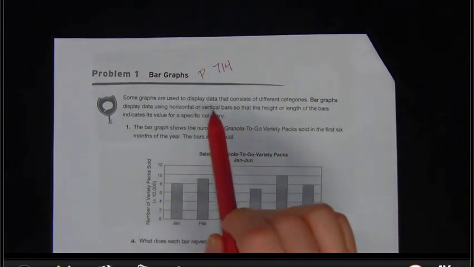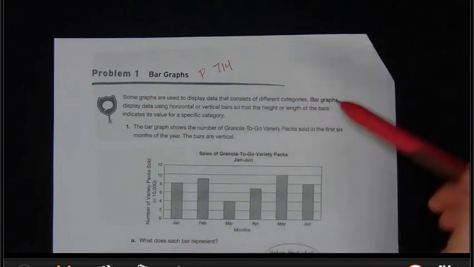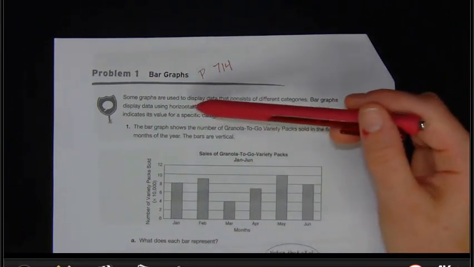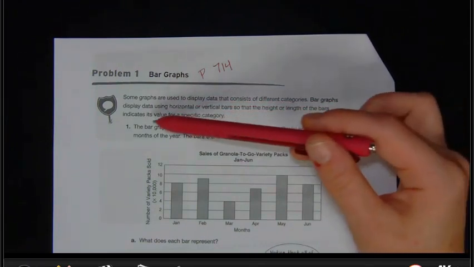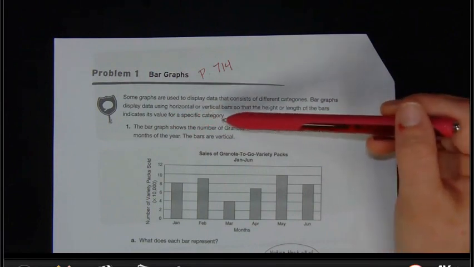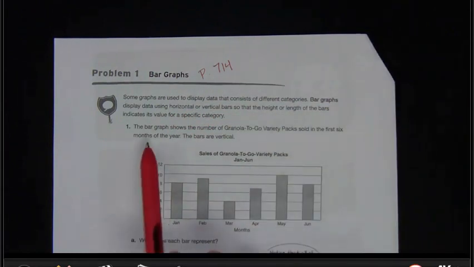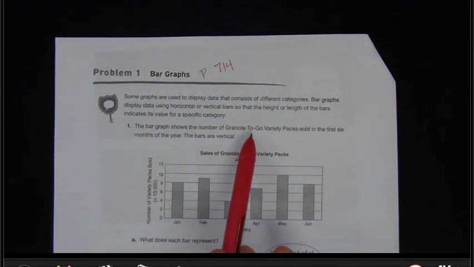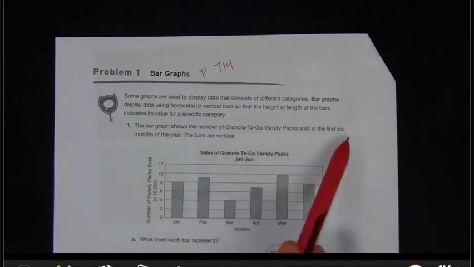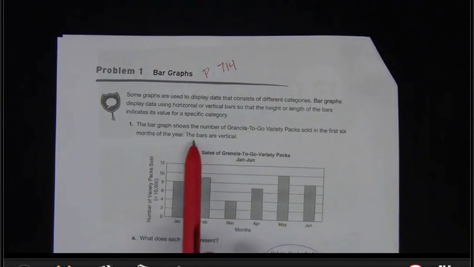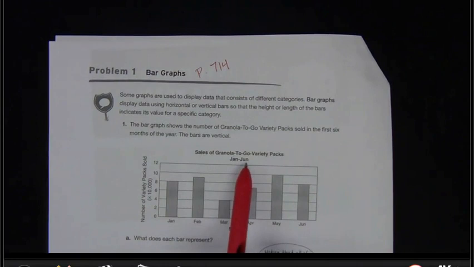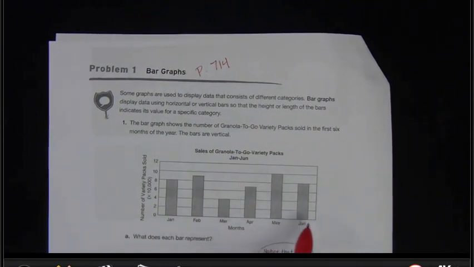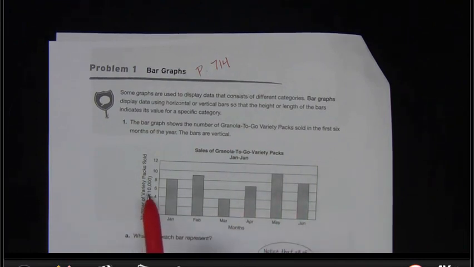Some graphs are used to display data that consist of different categories. Bar graphs display data using horizontal or vertical bars so that the height or length of the bars indicates its value for a specific category. The bar graph shows the number of granola to-go variety packs sold in the first 6 months of the year. The bars are vertical. So I have sales of granola to-go variety packs from January, February, March, April, May, and June, and my bars are represented vertically, as in the number of variety packs sold.